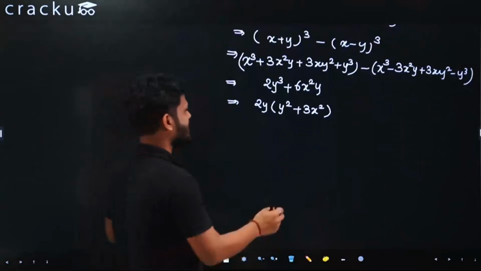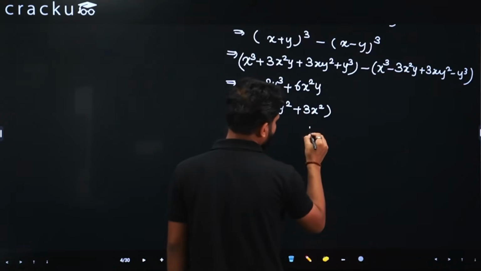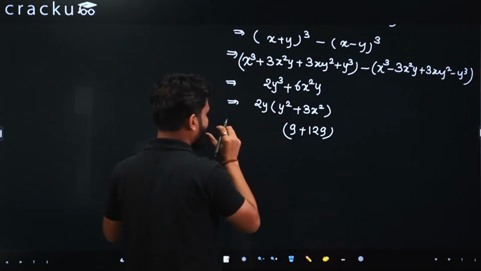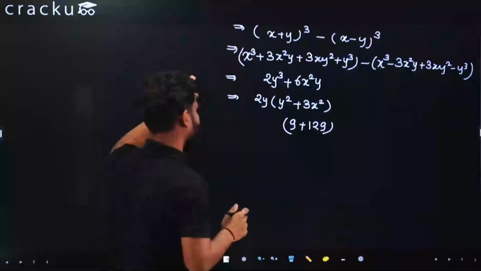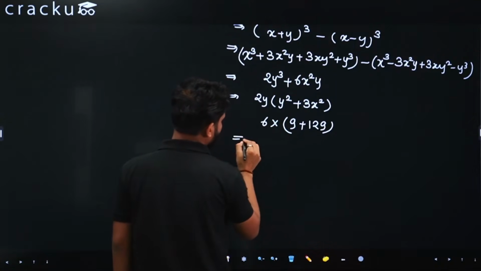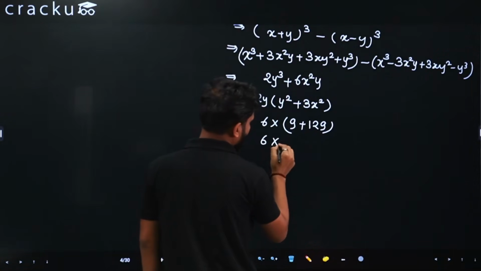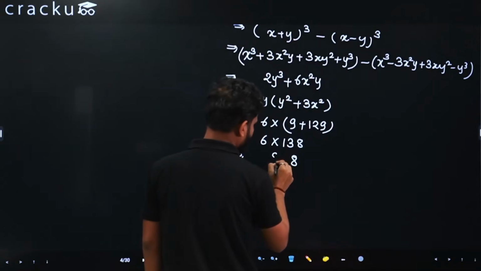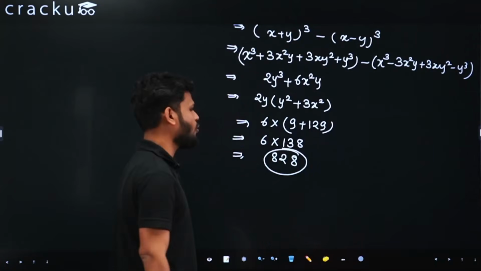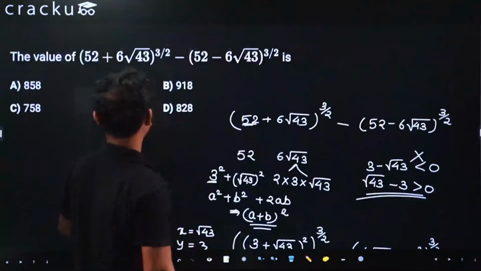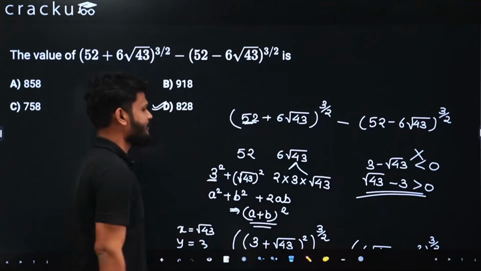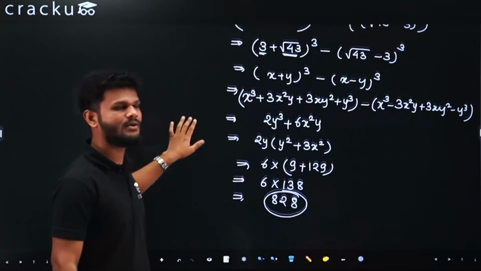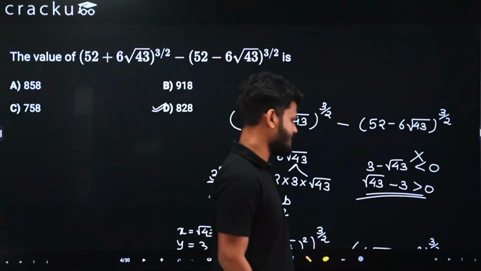X is under root 43, so x square will be 43, and 43 into 3 is 129. Y square will be 9. This is 2y, and 2y is 2 into 3, 6. So this is nothing but 6 into 138. This will give you 828. So the answer to this question will be 828, which is given in option number D. So you can take the square root of the surds, then just cube it and simplify it further to get the answer. This is how you solve this.